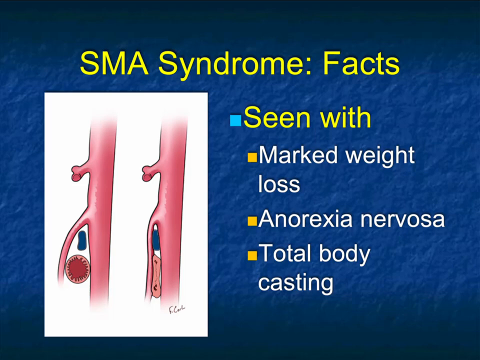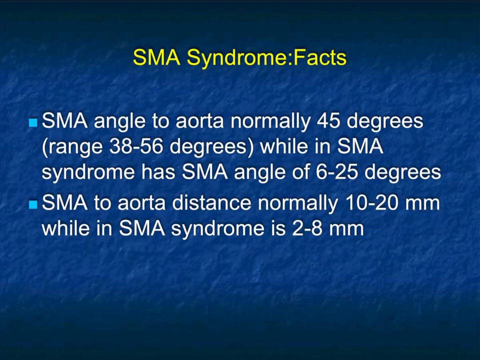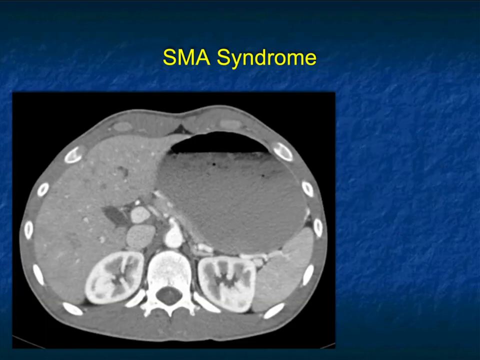Remember, two things sit between the aorta and SMA. One is the left renal vein, and one is the third to fourth portion of duodenum. The SMA angle to the aorta is typically around 45 degrees. With SMA syndrome, it's under 25 and often around 10. The distance from SMA to aorta is normally up to 20 millimeters. With SMA syndrome, it's typically under 8. Now, we do see patients who have narrowed angles as well as narrow distances, but they're totally asymptomatic.